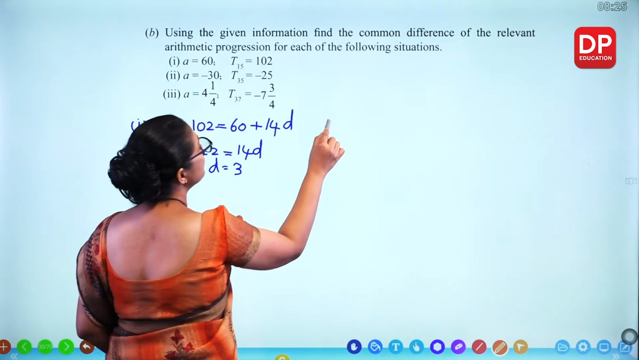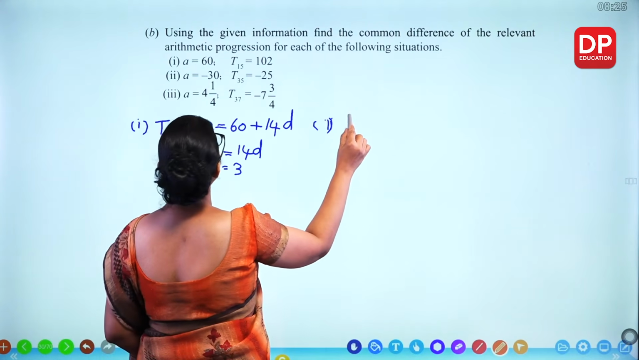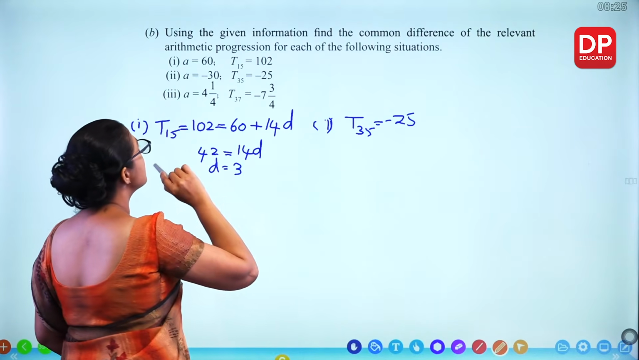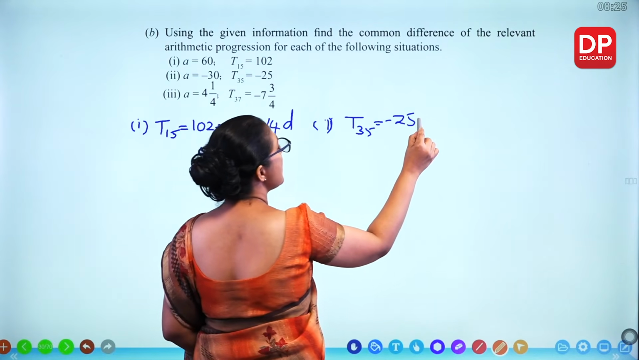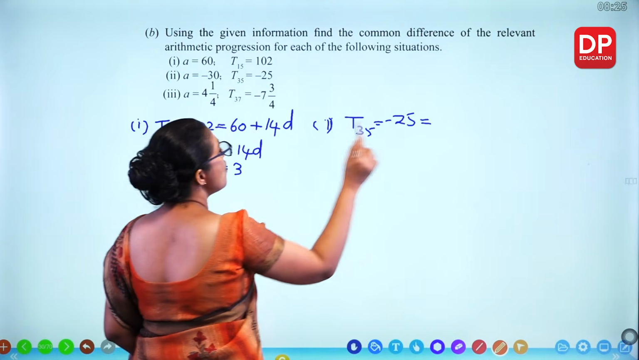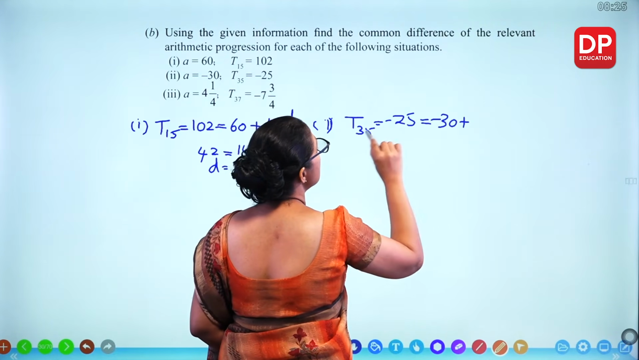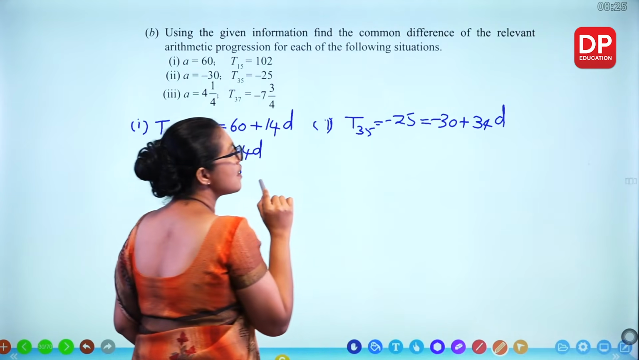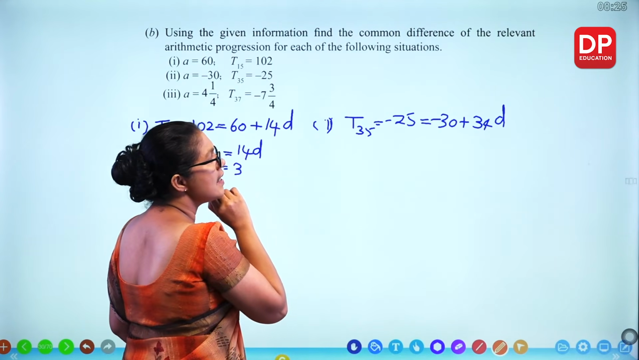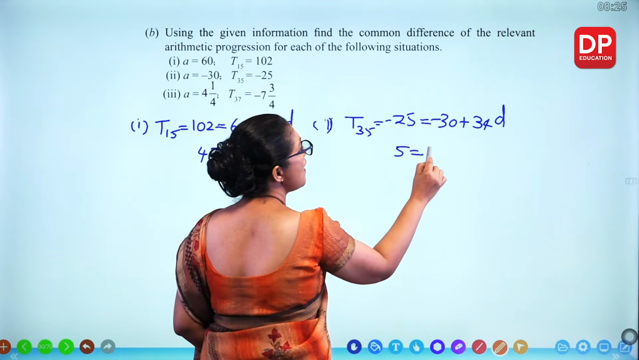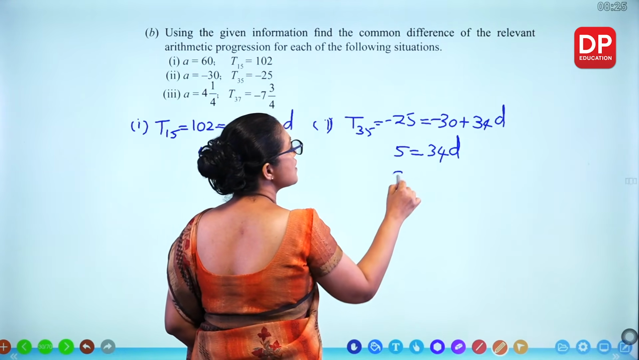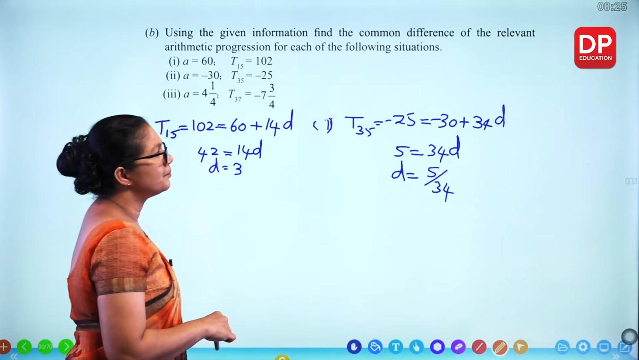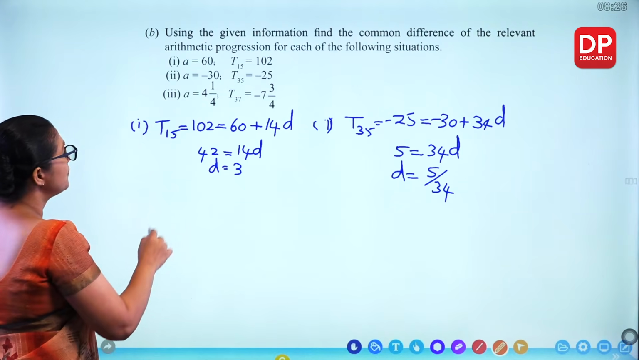Second question. T35 is minus 25. So what is T35 in terms of A and D? That's equal to first term plus 35 minus 1, 34 times D. Now solve. Take 30 to this side. 30 minus 25 becomes 5 equals 34D. So what's D? 5 divided by 34. Third part.